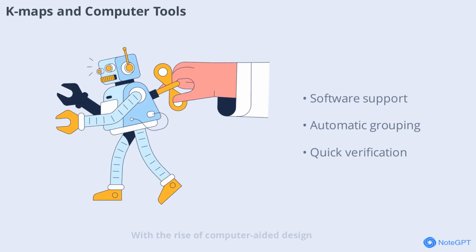With the rise of computer-aided design, many software tools now include Karnaugh map functionality. These tools can automatically generate K-maps from truth tables and suggest optimal groupings. While manual K-map skills are still important, these tools make it easier to handle larger functions and verify solutions quickly.